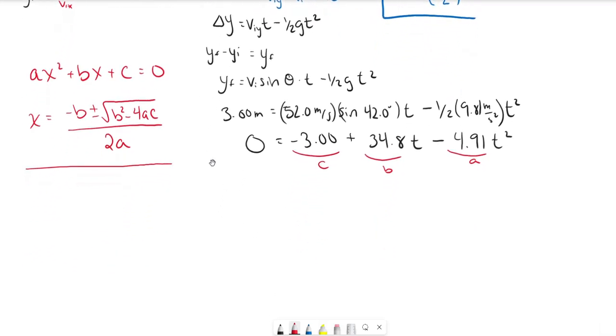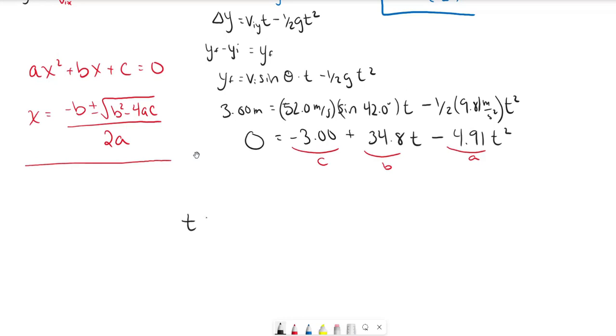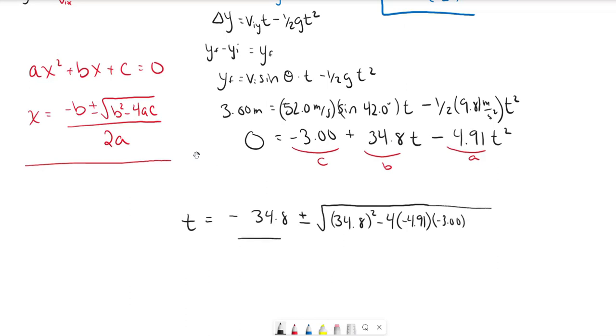So I'm just going to move this up. I'm going to say t is equal to negative b, which is 34.8, plus or minus the square root of 34.8 squared minus 4 times a, which is negative 4.91, times c, which is negative 3. And then this is divided by 2 times a, negative 4.91. Okay, so now we just have to go through this twice, once where we add the square root of 34.8 squared minus 4ac, and then one where we subtract it.